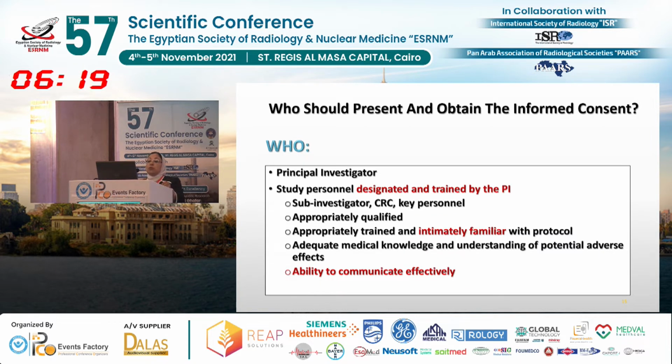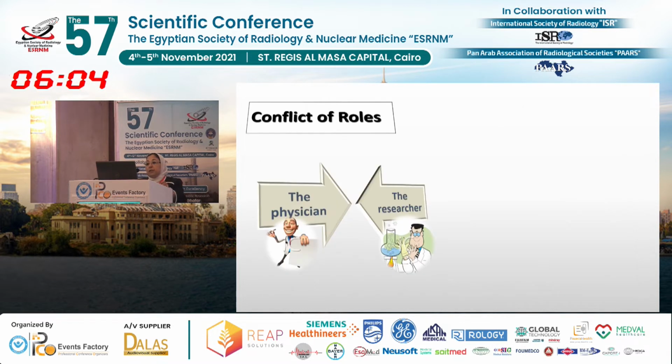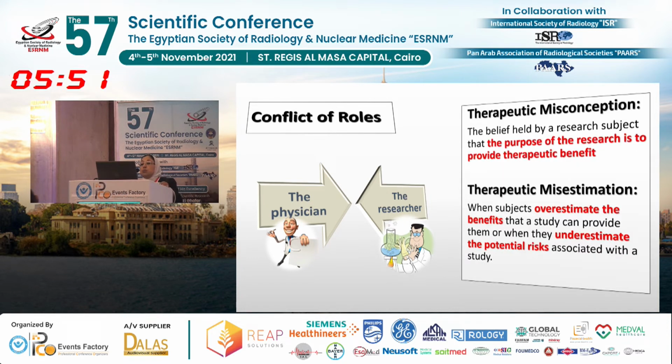So, who is going to obtain the informed consent? The principal investigator or whoever is designated by him, but they should be trained, familiar with the protocol information, and have the ability to communicate effectively. At this point, we have to be aware of what we call the conflict of roles: the conflict between the role of the physician and that of the researcher, that might lead to both concepts.